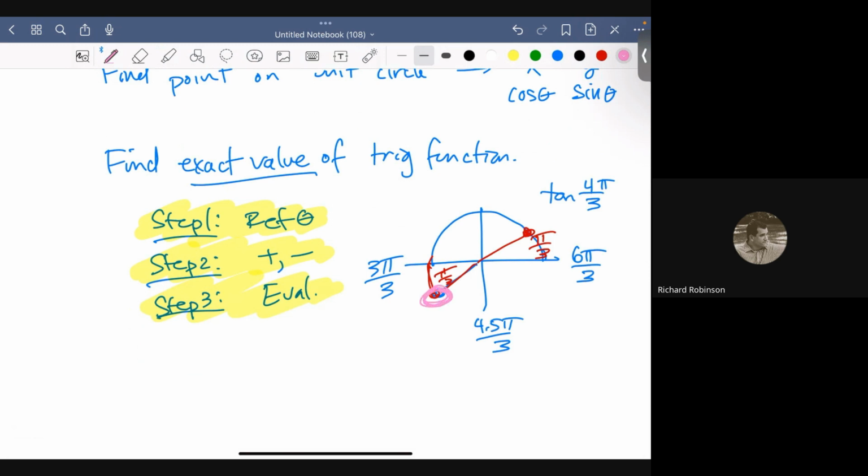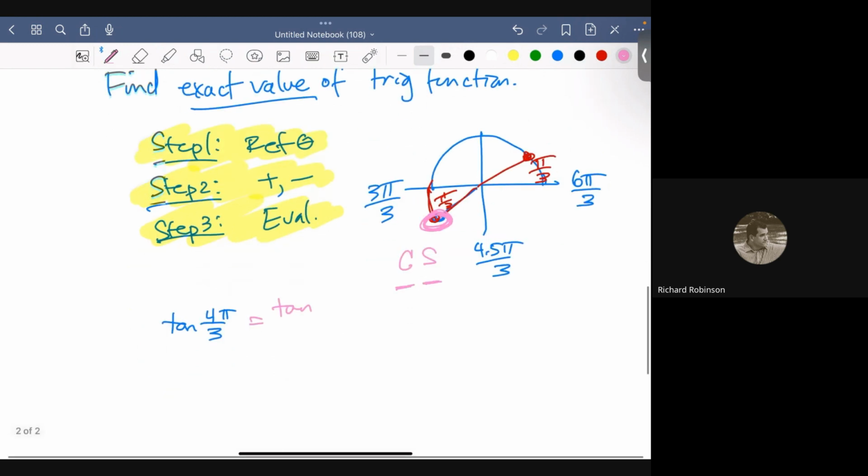Now that my reference angle is pi over 3, what is the sign in this quadrant? Is it plus or minus? Cosine is what in this quadrant? Negative, and sine is negative, right? So if you ask me to do the tangent of 4 pi over 3, I'm going to take the sine of 4 pi over 3 divided by the cosine of 4 pi over 3, right? Because tangent is sine over cosine.